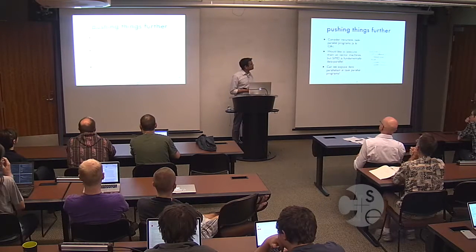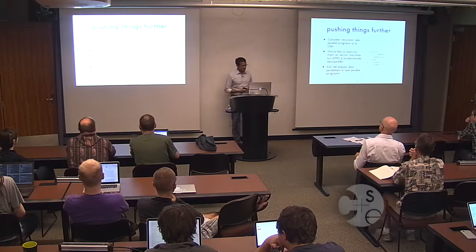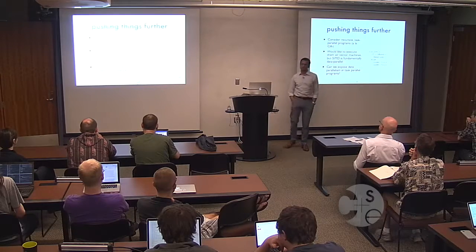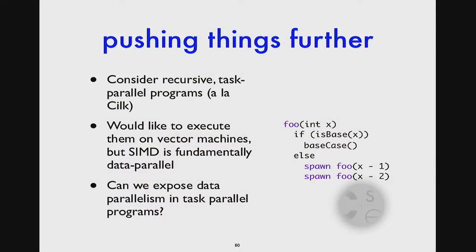Okay, so this was a different problem that we were looking at that turned out to be very closely related, somewhat surprisingly. If anybody's familiar with Silk, it's one of the most popular ways of writing task parallel programs. It's basically fork join parallelism.